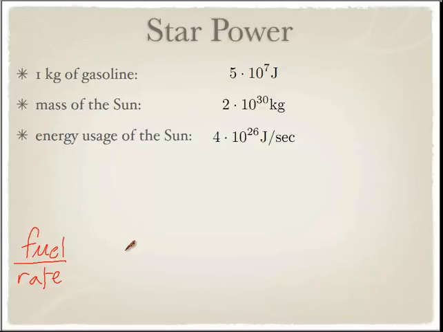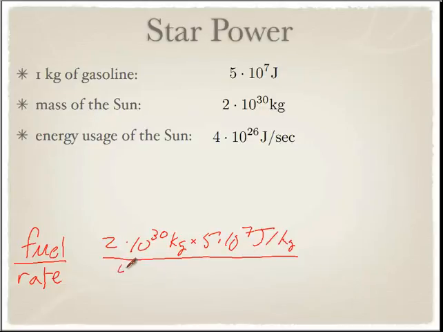So we'd have something like 2 times 10 to the 30th kilograms times 5 times 10 to the 7 joules per kilogram, over the rate of usage, which is 4 times 10 to the 26 joules per second.